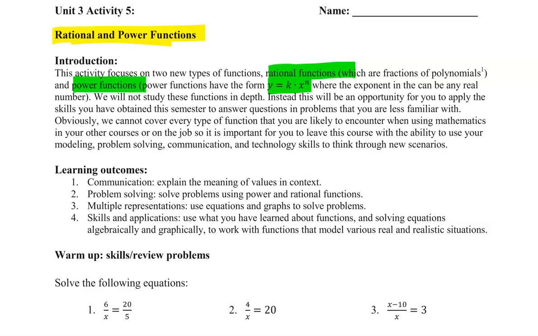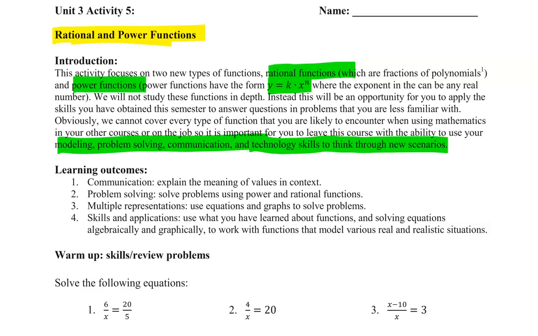We will not study these functions in depth. Instead, this will be an opportunity for you to apply the skills you have obtained this semester to answer questions and problems that you are less familiar with. Obviously, we cannot cover every type of function that you are likely to encounter when using math in your other courses or on the job, so it is important for you to leave this course with the ability to use your modeling, problem solving, communication, and technology skills to think through new scenarios. So remember, this is the last lecture for this semester.